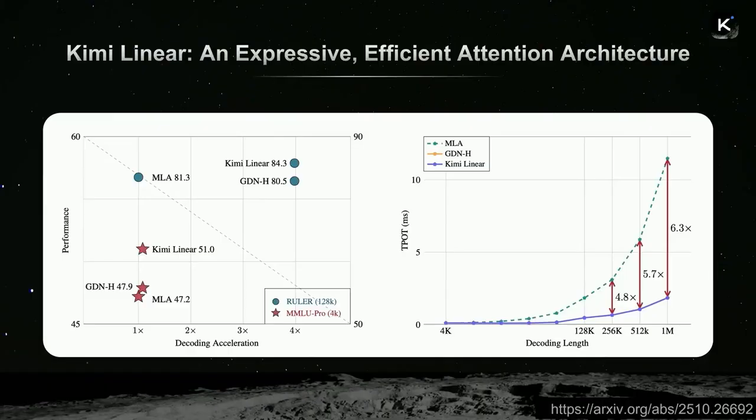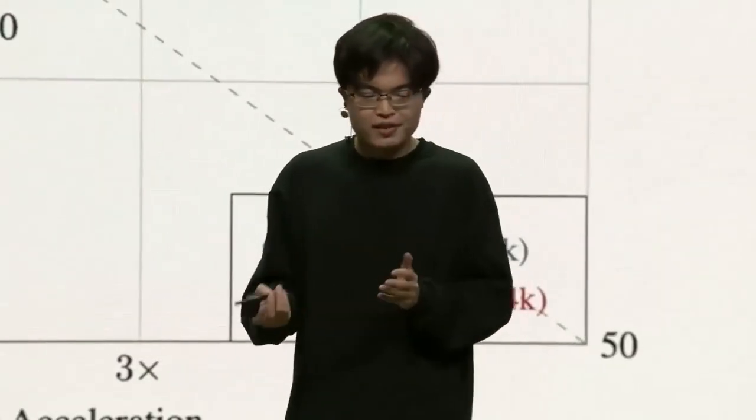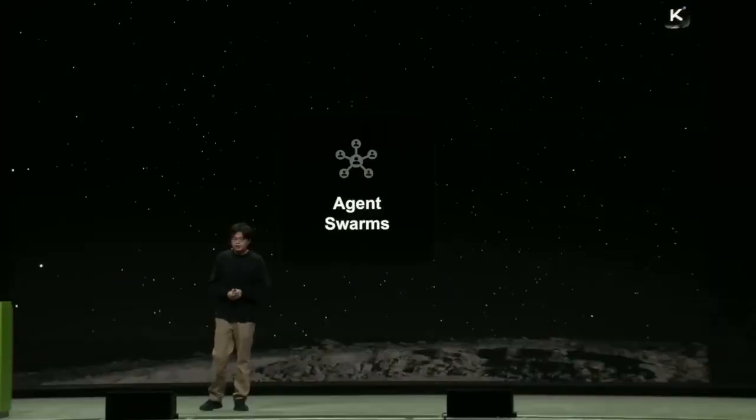And this is also the first architecture that can outperform full attention across the board, including short context tasks, long input tasks, and long output tasks. So these are two key dimensions that we are interested in. And the third dimension is the agent swarms.